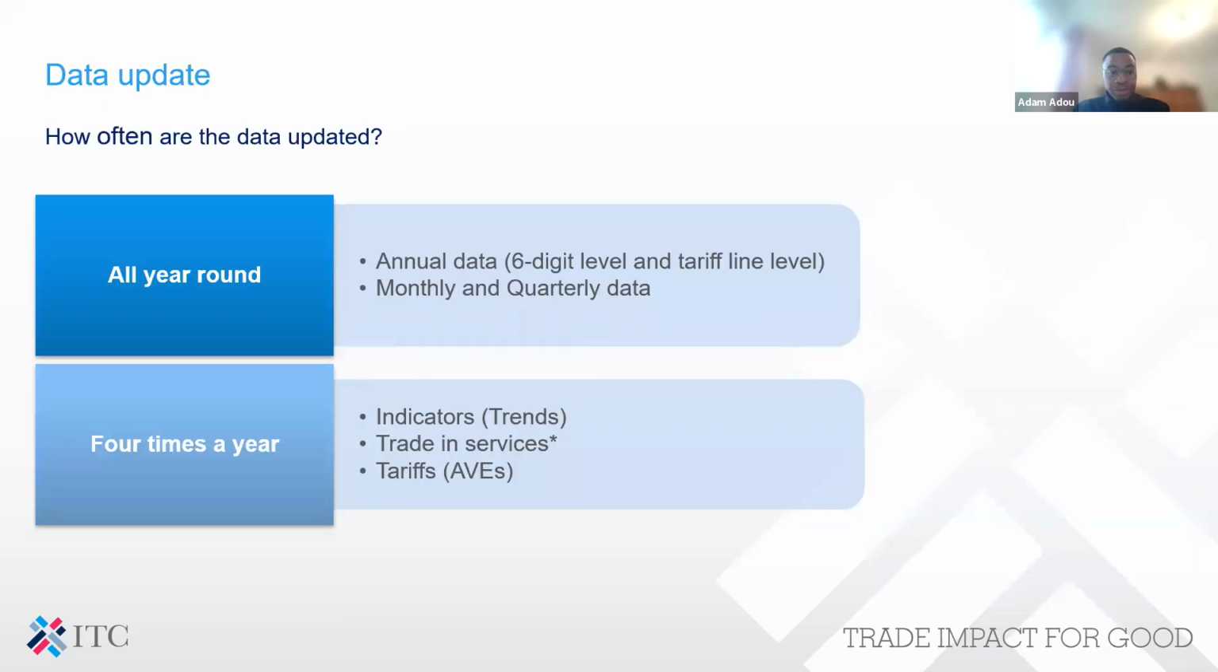Regarding data updates that I just mentioned before, during the whole year we have updates about HS6 level data regarding products, monthly and quarterly. And four times a year, so quarterly, you will have updates on indicators. The main indicators are based on the data we collect, with updates on data on trading services and on tariffs. But for tariffs, you can also go to Market Access Map, which we're going to see after.